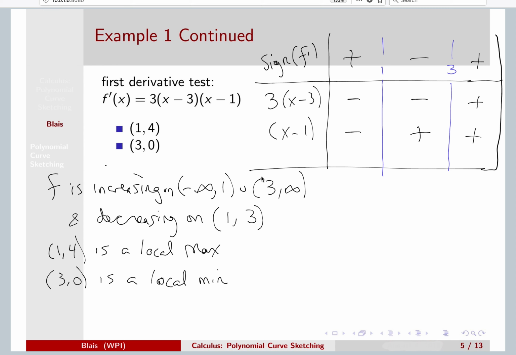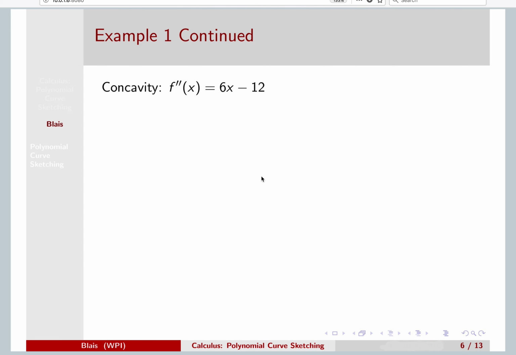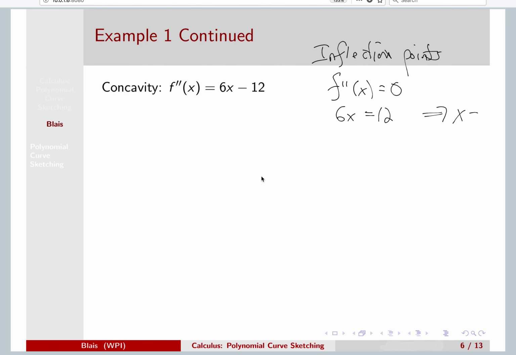So now we've identified the extrema. We've identified the intervals where the function is increasing, intervals where it's decreasing. We move on to concavity information. So we take our second derivative, which is 6x minus 12, and we check for inflection points. And remember, inflection points happen when either the second derivative doesn't exist, not an issue with a polynomial, or where the second derivative equals 0. So 6x equals 12, or x equals 2.